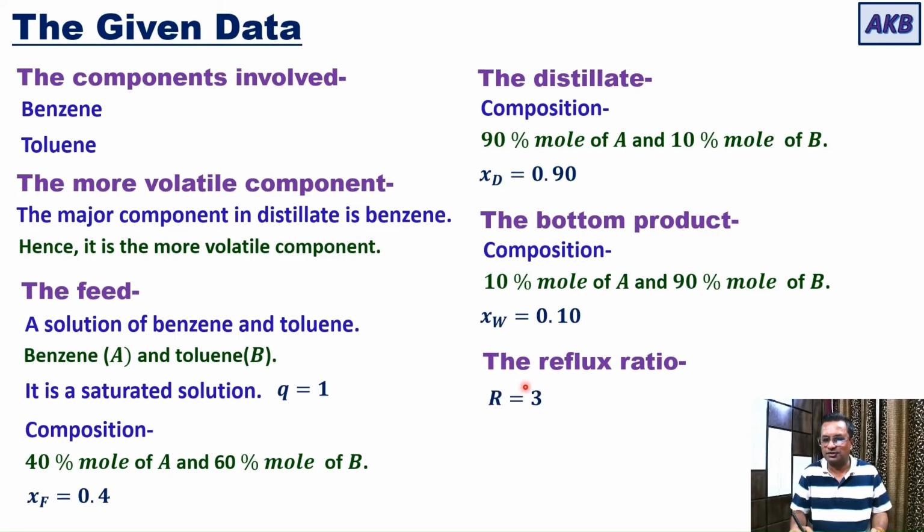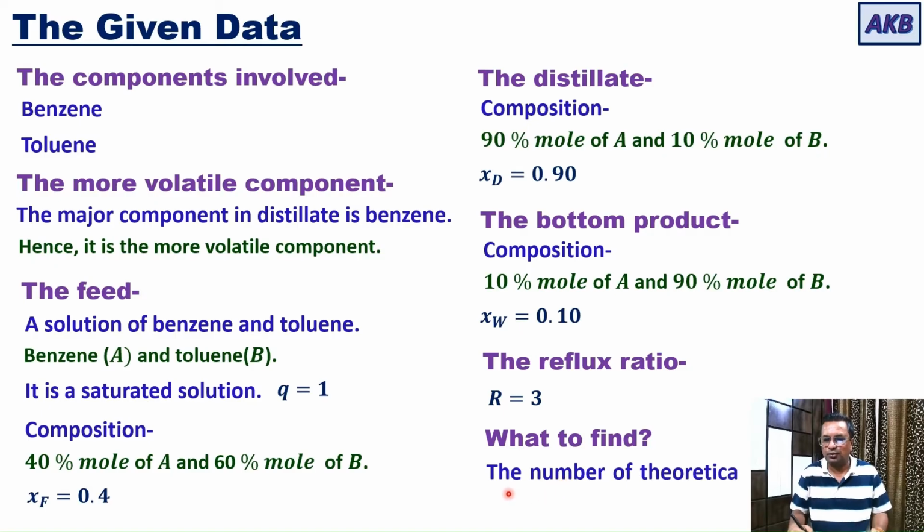Apart from this, you have the reflux ratio. The reflux ratio, we denote that by R. So R is given to be 3. And then what are we supposed to find? We are supposed to find the number of theoretical or ideal or equilibrium stages that are required to bring about this separation. So this is the given information. And along with this, we also have the VLE data, which we are going to use to plot the distribution diagram.